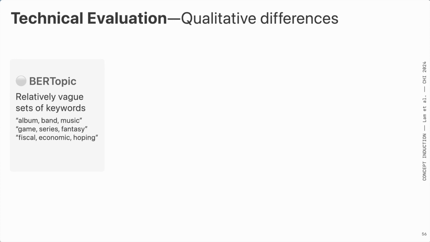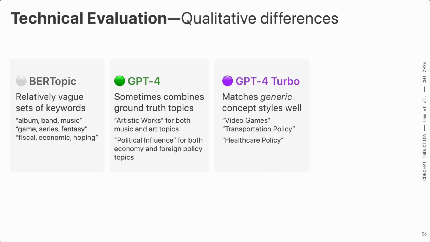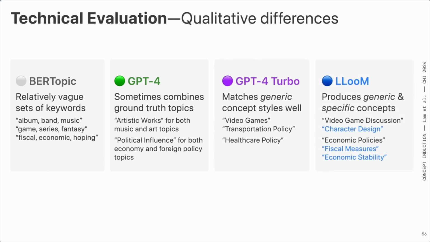BERTopic on one end is a different sort of output that is necessarily vague since it produces keywords. GPT-4 can recover ground truth topics, but it has a failure mode of conflating multiple. GPT-4 Turbo improves upon this and matches the generic concepts very well. However, LLooM provides both generic concepts and specific concepts, as highlighted in blue. It captures both broad, holistic themes, as well as the specific behaviors or patterns that are occurring within those themes.